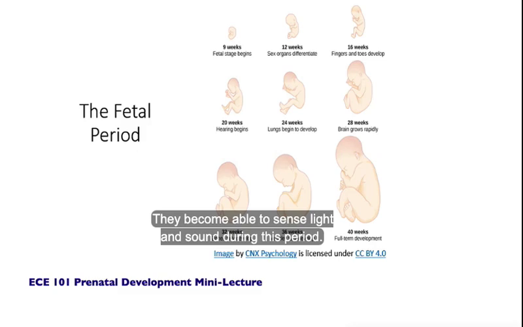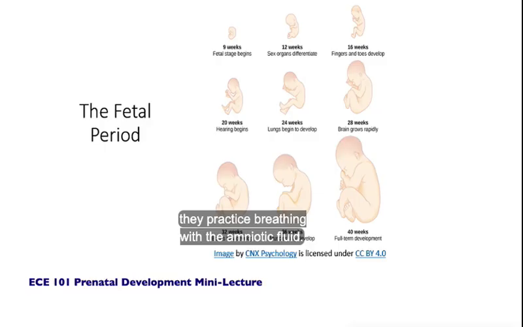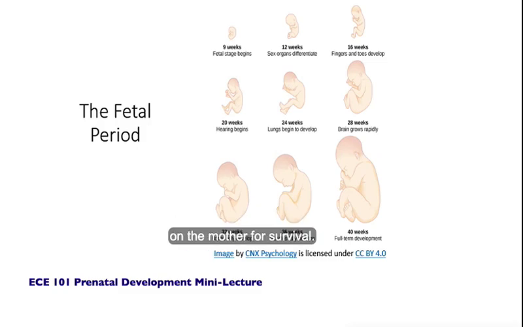They become able to sense light and sound during this period. They begin to have cycles of sleep and wakefulness, and they practice breathing with the amniotic fluid. And at about 24 weeks, a fetus is considered potentially viable, which means if they are born early, they have the chance of surviving. Typically before 24 weeks, they're not considered viable, and they depend on the mother for survival.